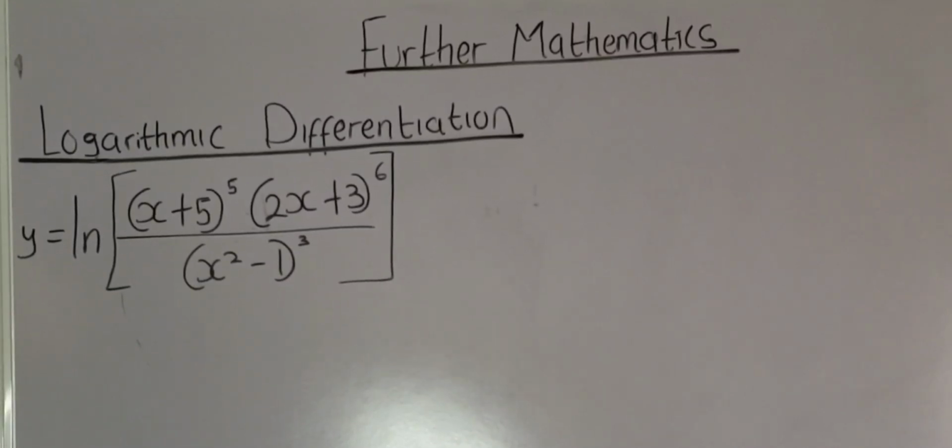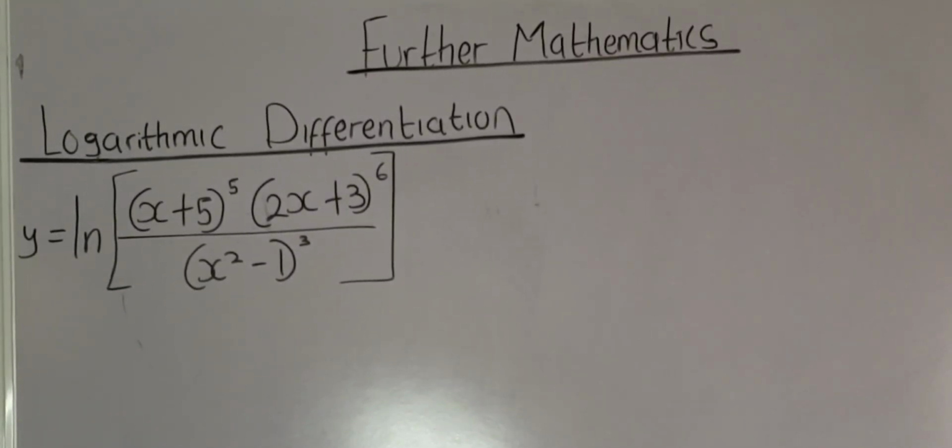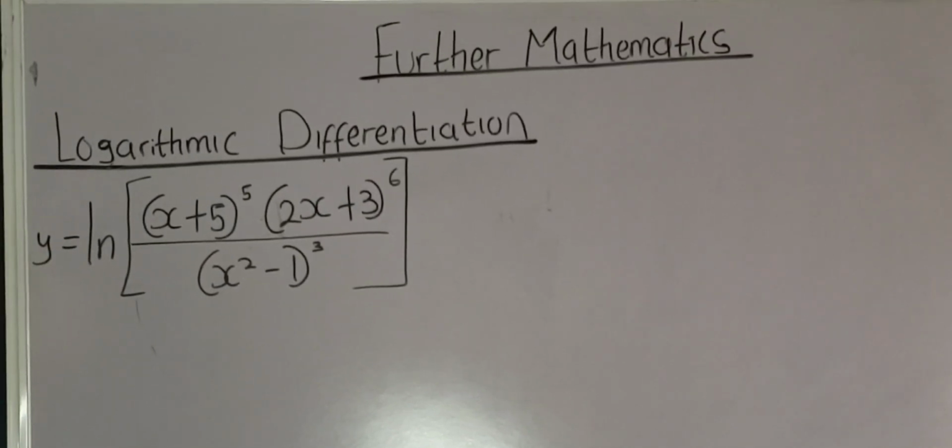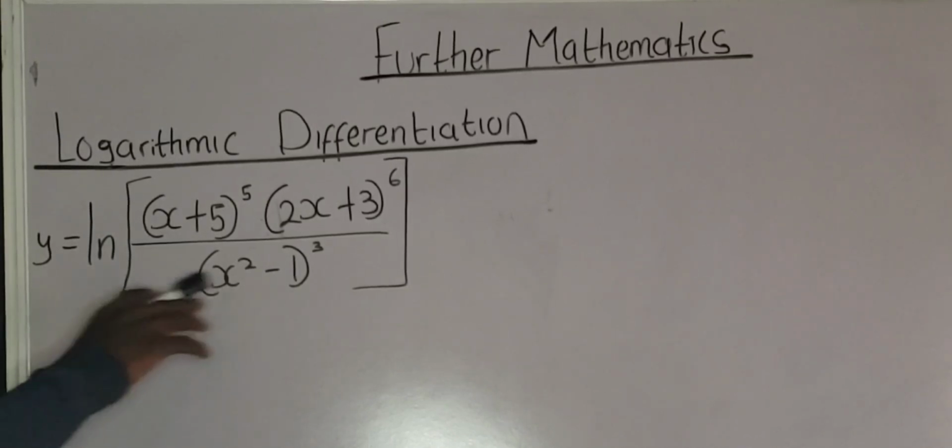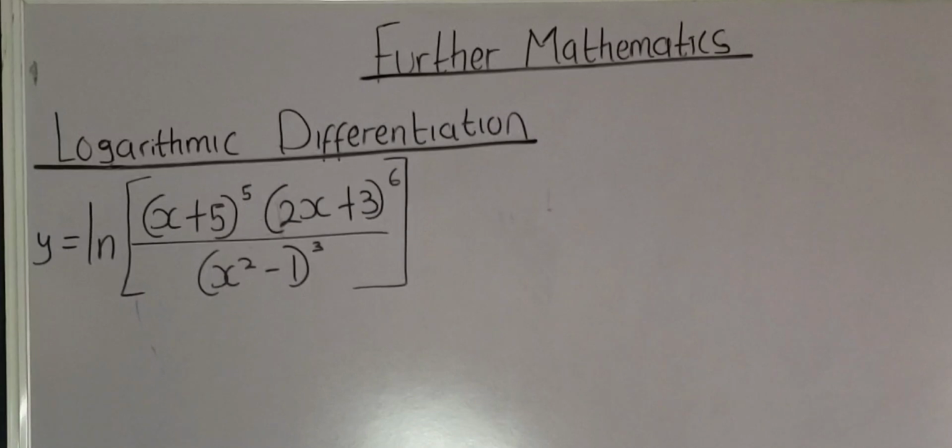Okay, we have another worked example in our series on logarithmic differentiation. We are told to find the derivative of the natural log of the product of (x plus 5) raised to the power of 5 and (2x plus 3) raised to the power of 6, all over (x squared minus 1) raised to the power of 3.